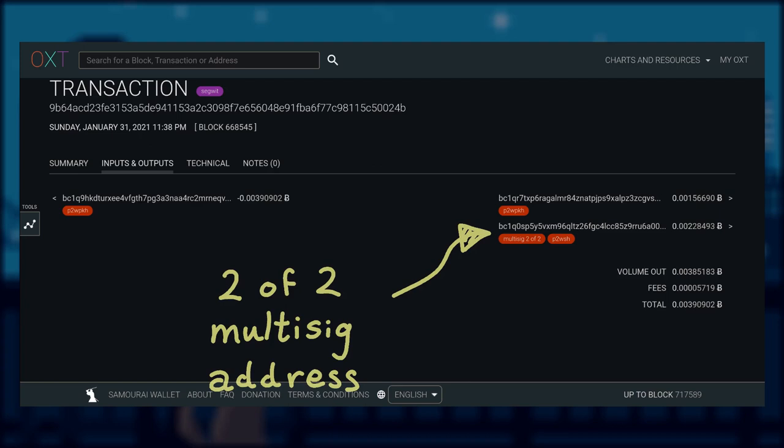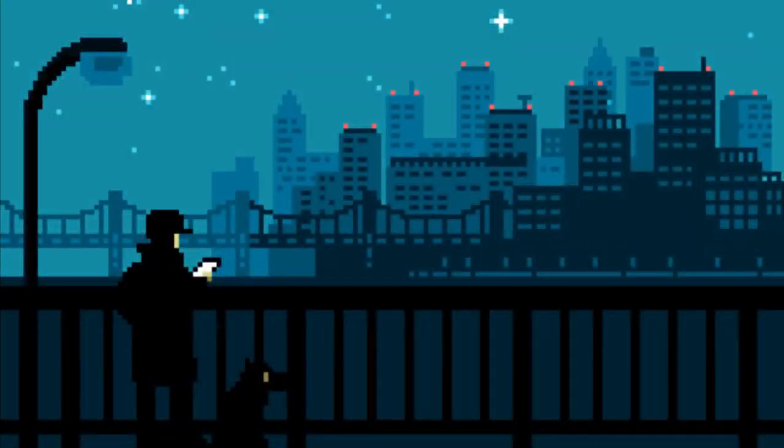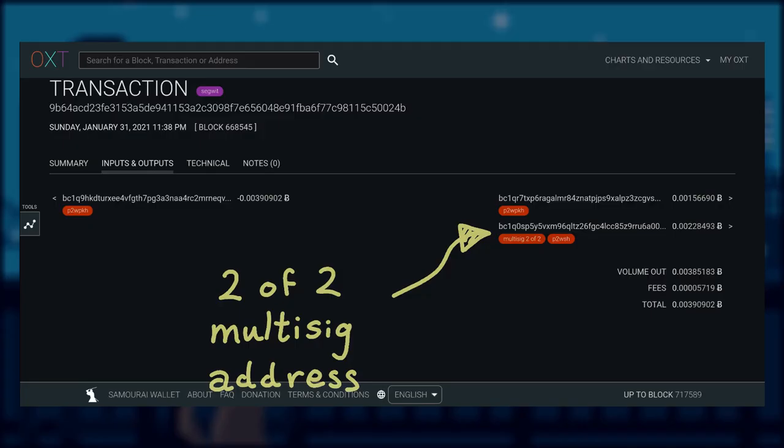If we enter the same transaction ID into oxt.me, OXT will even let you know this pay to witness script hash address is actually a 2 multi-sig address.